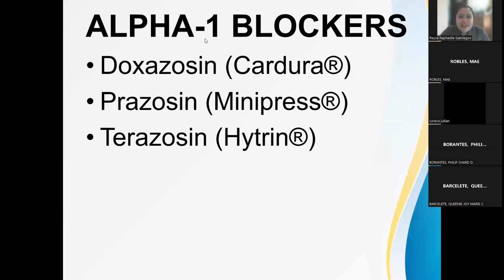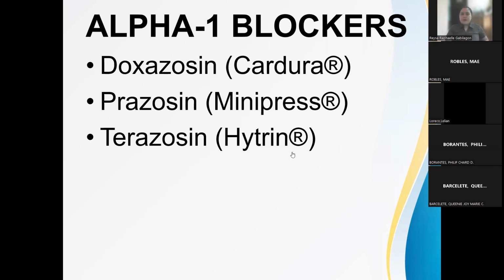Okay. We have alpha-1 blockers. Okay? From the name itself, alpha-1, our target, syempre, is the alpha receptor. Where can we mostly find our alpha receptors? Saan yung major location niya? I hope by now, master niyo na yan, hindi niyo na talaga siya makalimutan. Very good. Blood vessels. We can find our alpha-1 receptors in the blood vessels.